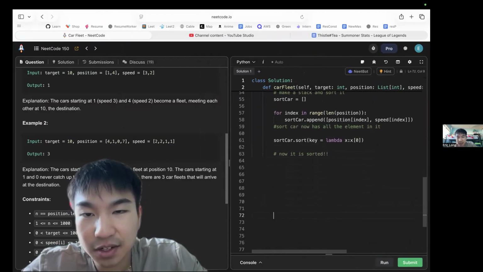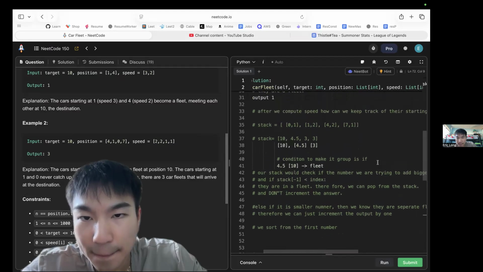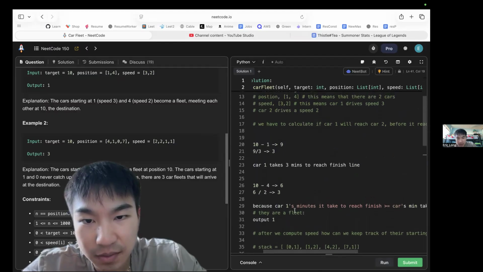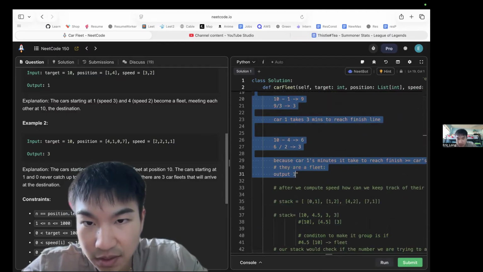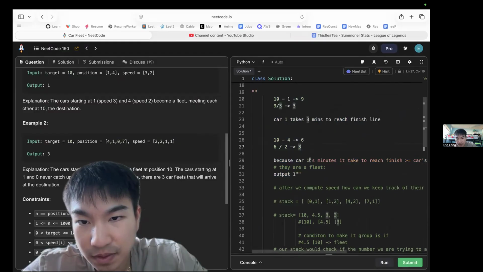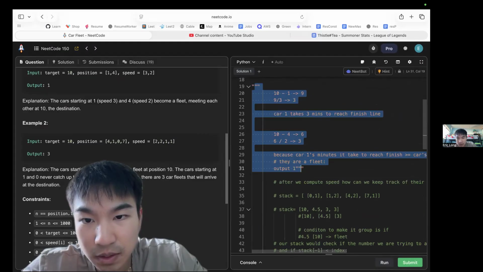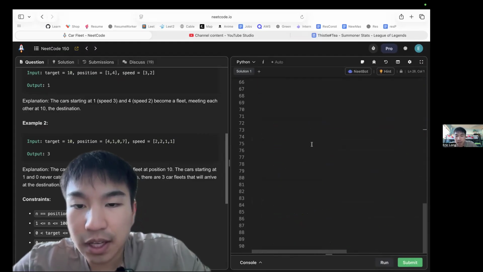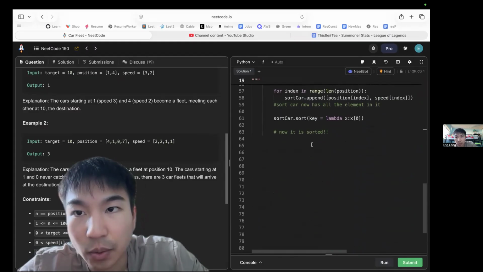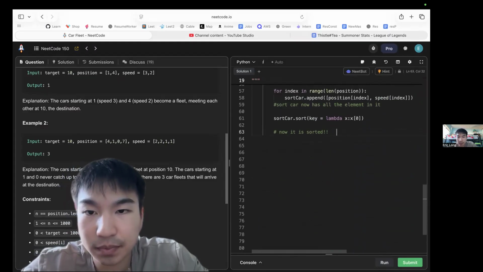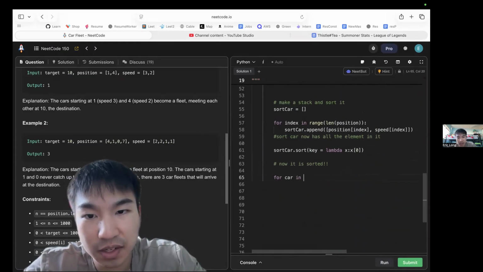Okay. Now that it's sorted, we want to go ahead and run the second part. We had to comment this stuff out. We comment all this stuff out too. I think I needed one more quote. Okay, there you go. Now that we have the sorted thing, let's go ahead and do the math. Let's say for each car in sort car.